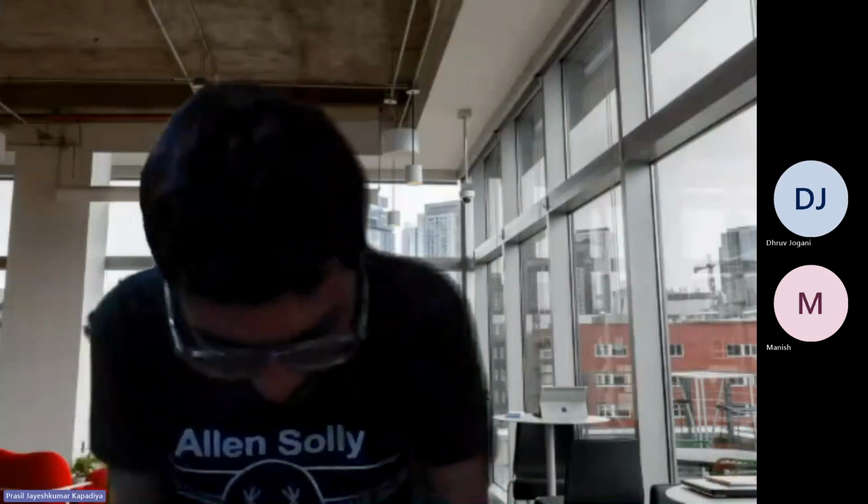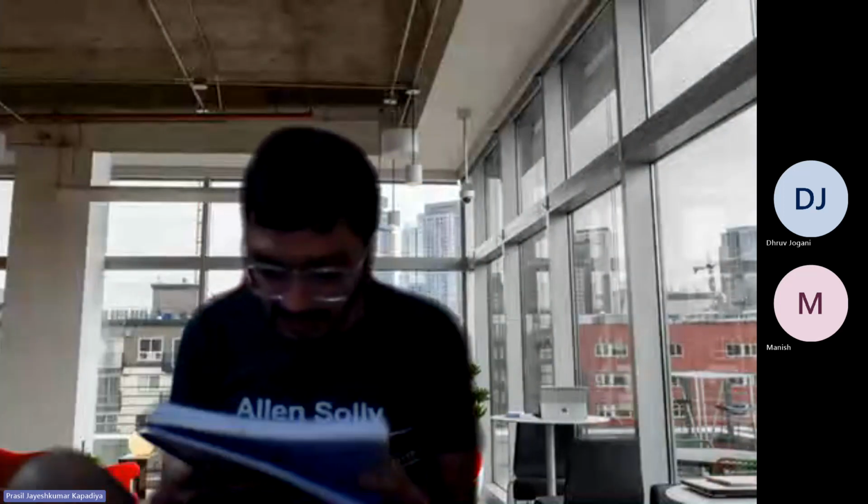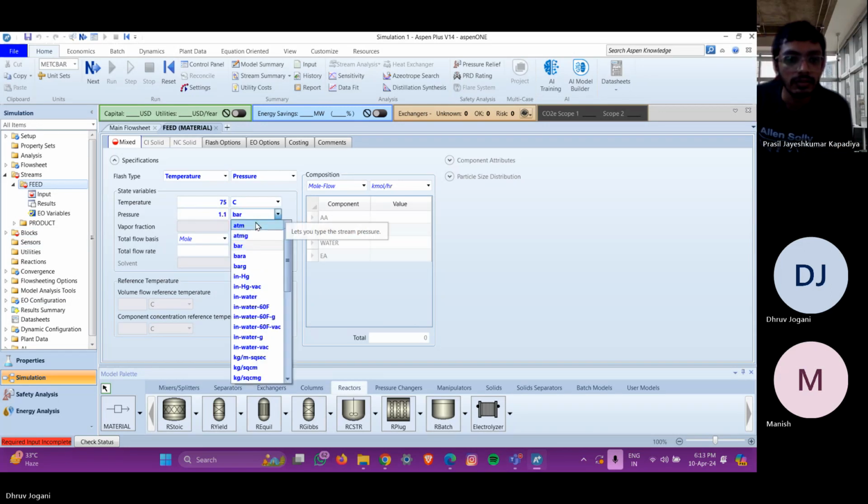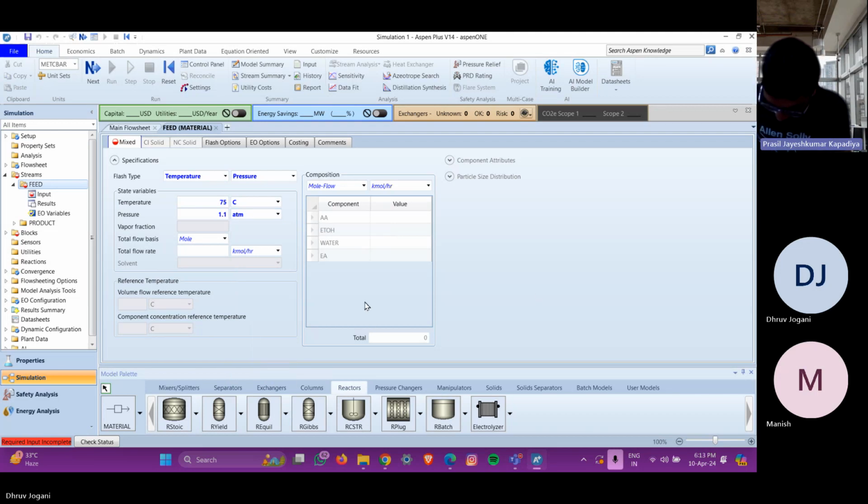Okay, so this is the problem. The temperature is 75 degrees Celsius and the pressure is 1.1 atmosphere. The total molar flow rate is 400 kilomole per hour. Then I have the mole fractions.